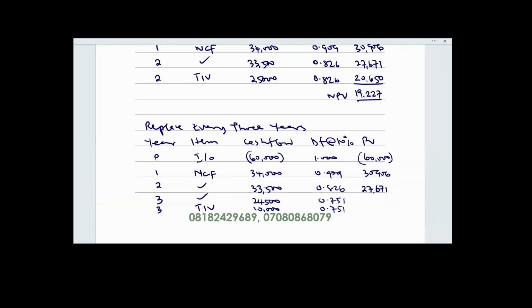27,671. Then 24,500 multiplied by 0.751 equals 18,400. Then here will be 10,000 times 0.751, 7,510. NPV: 7,510 plus 18,400 plus 27,671 plus 3,906 equals, minus 60,000 equals 24,487.